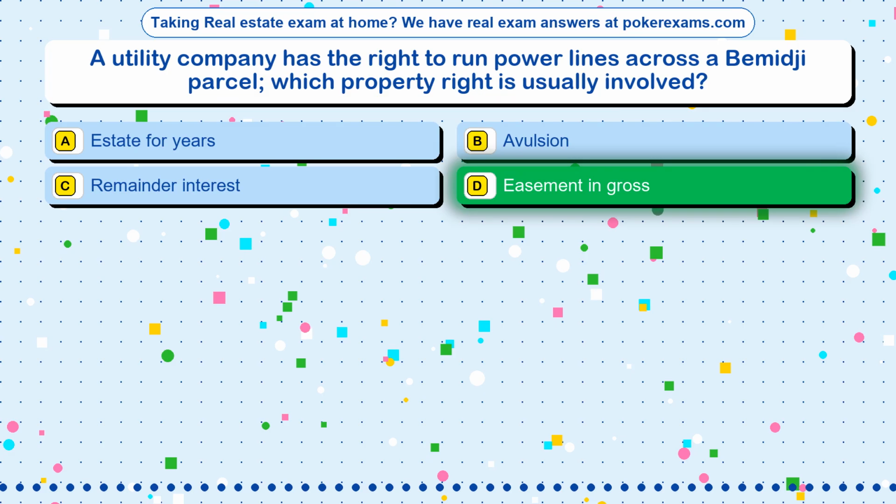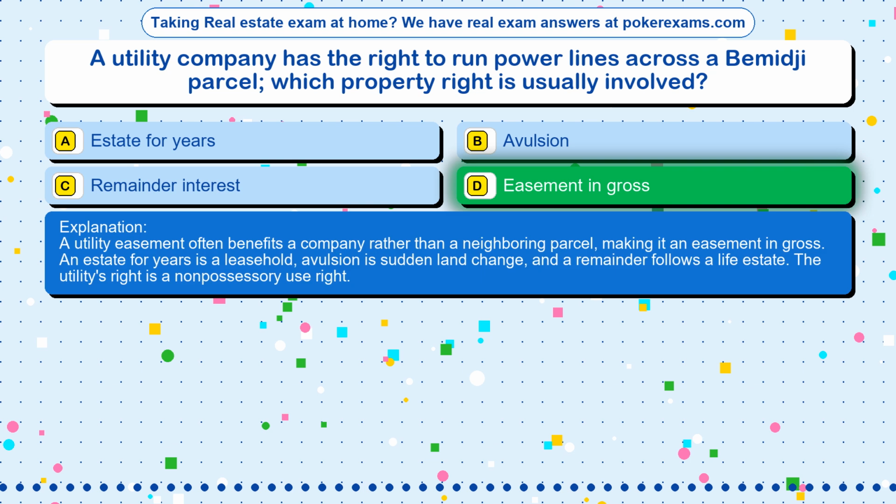The correct answer is option D. Easement in gross. A utility easement often benefits a company rather than a neighboring parcel, making it an easement in gross. An estate for years is a leasehold, avulsion is sudden land change, and a remainder follows a life estate. The utility's right is a non-possessory use right.